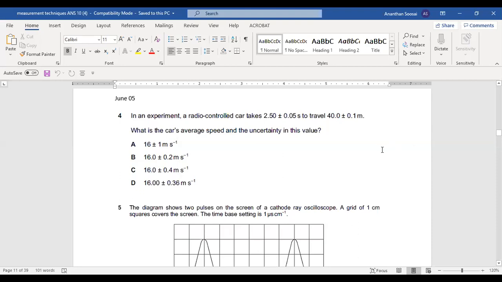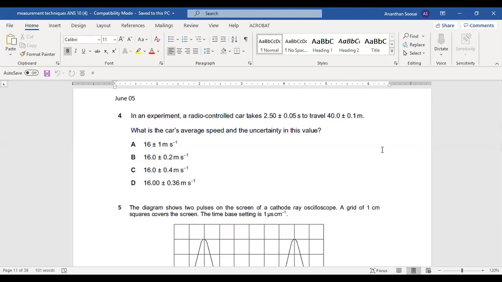C, yes, good. It's a trap. It cannot be D, right? Although you got D as the answer, you can't go for D, right? Why? Because uncertainty must be one significant figure. 0.36 is two significant figures. 0.36 you have to round to one significant figure. Check both of them have the same decimal place. I think best go for C. The answer is C.